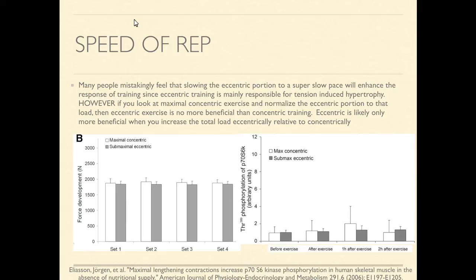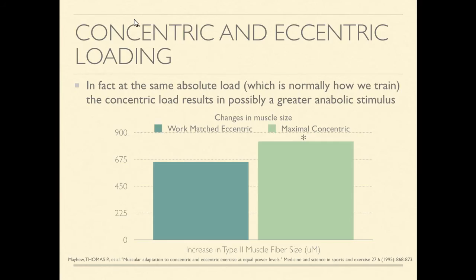So eccentric is likely only more beneficial when you can increase total load eccentrically relative to concentrically. But when you're lifting a normal load, your lifting weight or intensity is based on the concentric activity. Thus, slowing the eccentric is not going to benefit you. And in fact, as we showed previously, a slower eccentric may be less anabolic. So you get double indemnity.